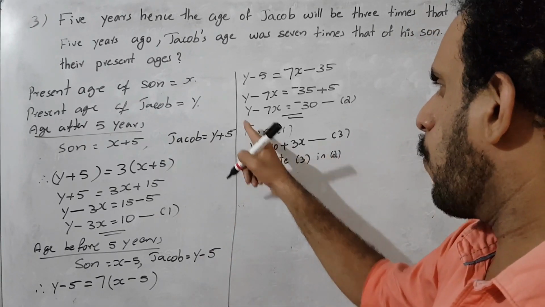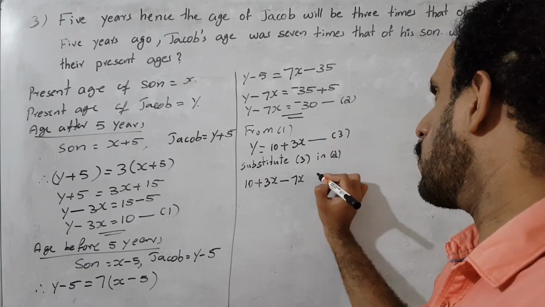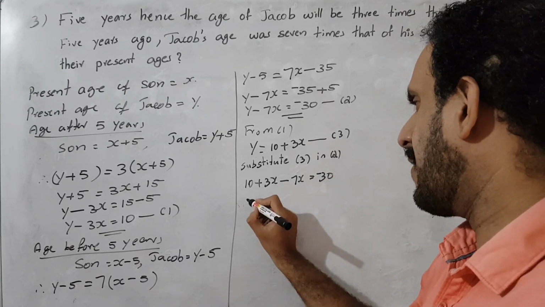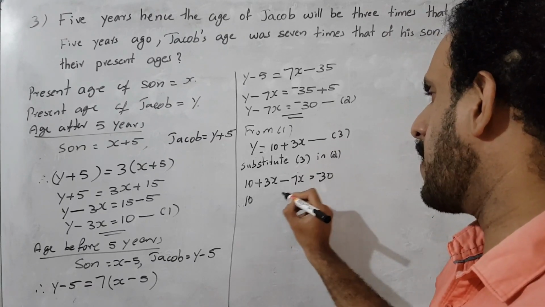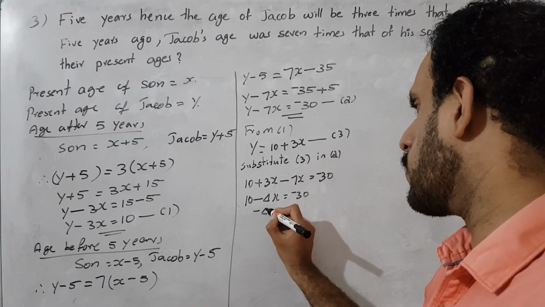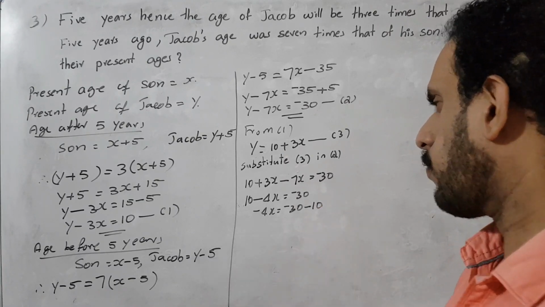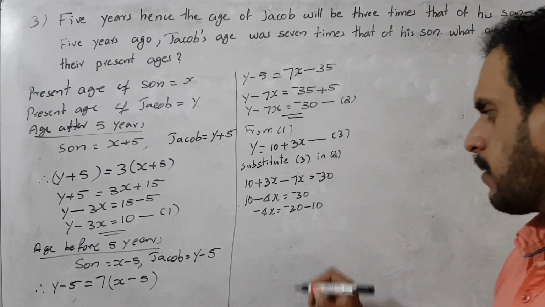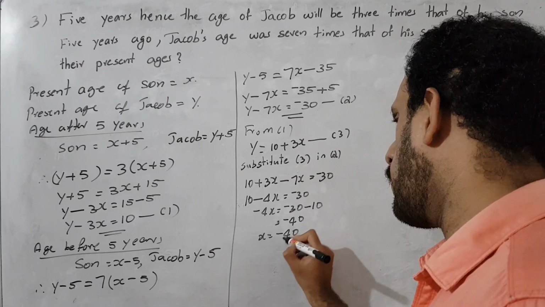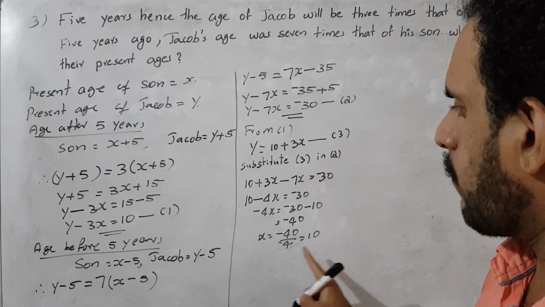So what do we get? y means 10 plus 3x, minus 7x is equal to minus 30. Then 10, 3x minus 7x is minus 4x, so minus 4x is equal to minus 30 minus 10. Correct? Minus 30 minus 10, that is minus 40. x is equal to minus 40 by minus 4, which is equal to 10. Correct? Then what is the value of x?